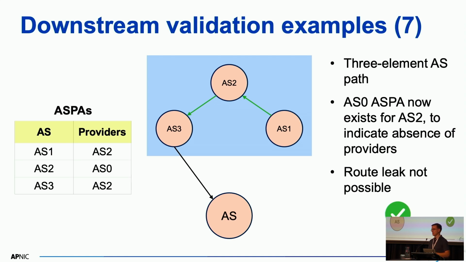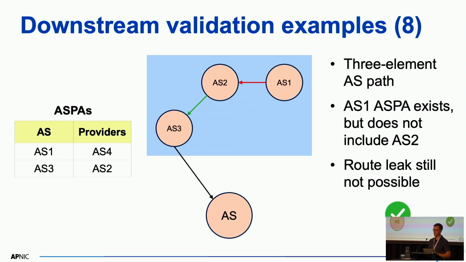The next question might be, well, what does AS2 do? It doesn't have any providers. And the documents specify that if an AS has no providers, then it should publish an ASPA object with AS0 as the single provider. In this case, it's already valid, so that ASPA doesn't help as such, but there are some instances where that can be useful. And of course, communicating intent here is a useful thing anyway.